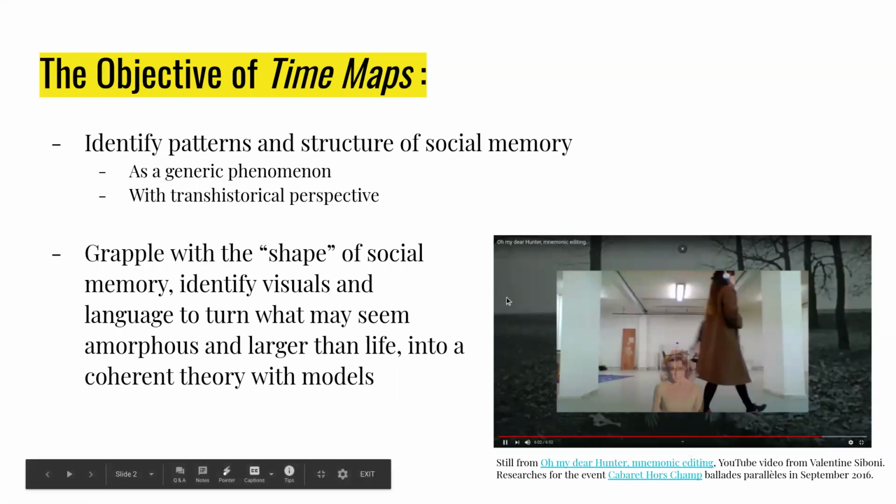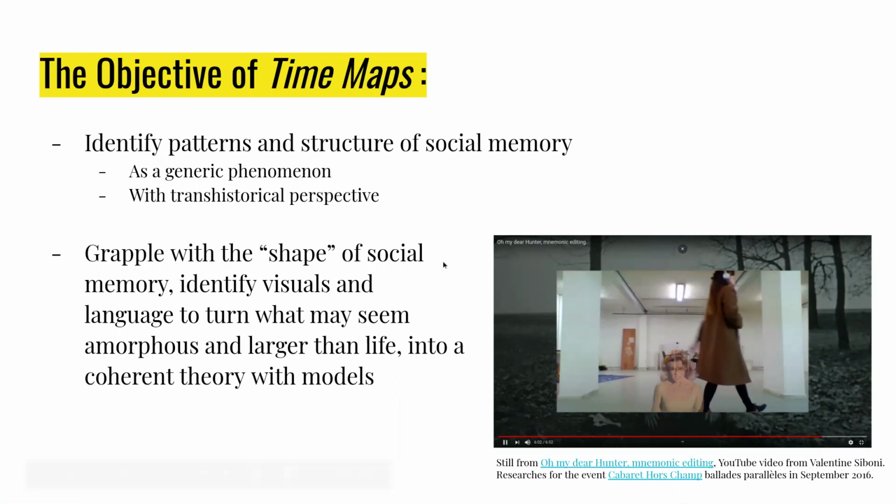But I'm just doing a comparison here between a micro level of mnemonic editing and a macro level. So mnemonic is the way we create and store and change memories. That's really what Zerubavel is doing, grappling with the shape of social memory, how we create it and edit it. And he's identifying visuals and language to turn what might seem like an amorphous and larger than life thing, like all of social memory, into a coherent theory with models.